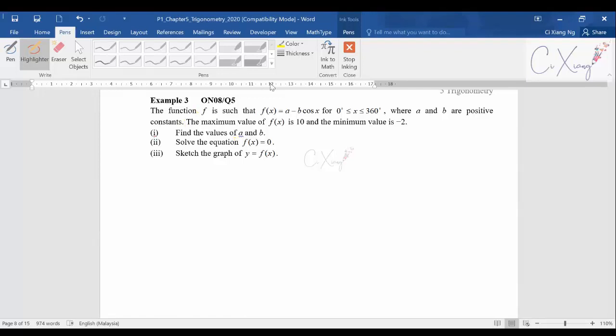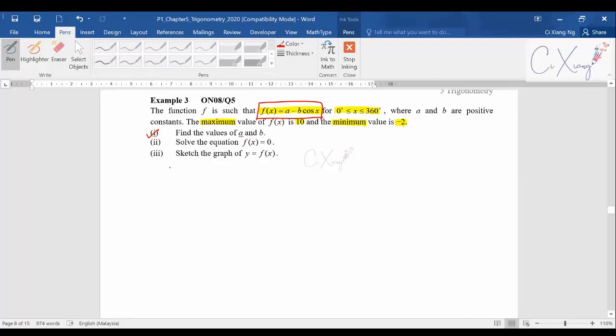All right, so there's a function f. They give a function f here, f(x) is equal to this, from 0 until 360, where a and b are positive constants. The maximum value of f(x) is 10. The minimum value is negative 2. So first they want you to find the values of a and also b. Before you look for the values of a and b, you look at this function first. Your basic function is cos x actually.